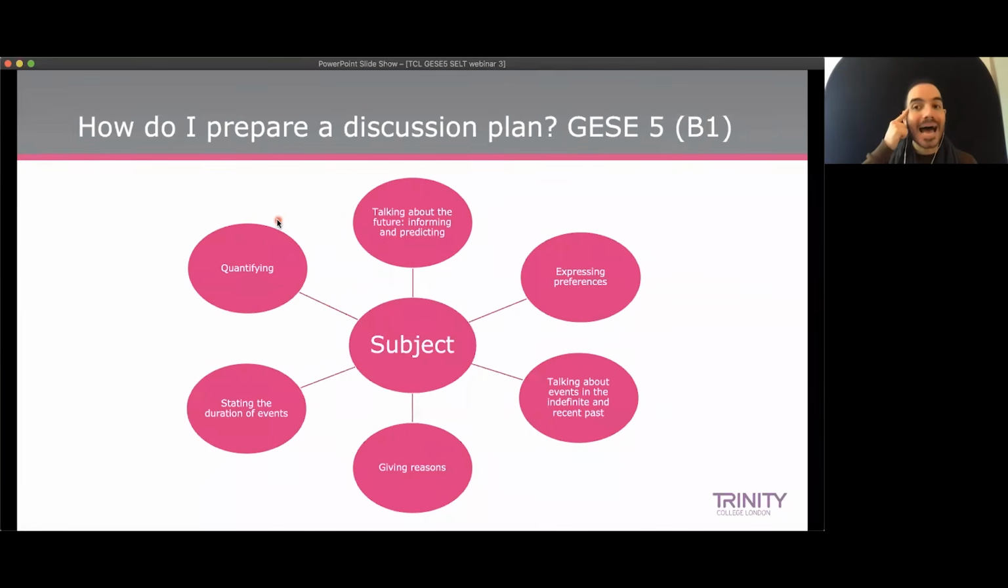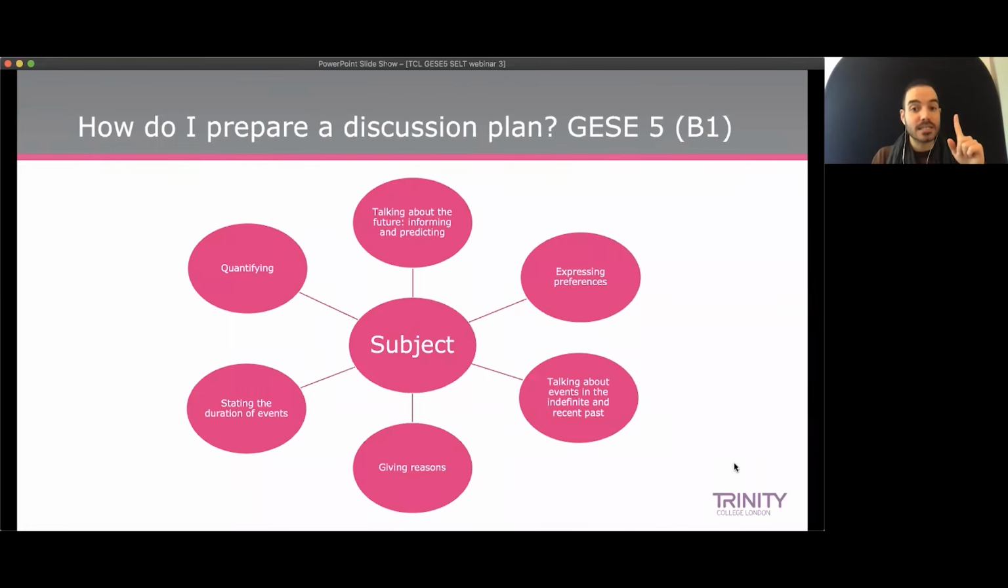So when you plan your discussion in your head, you need to keep in mind that for every subject, you need to be able to do all of these. And how can we do that? We need to guess the questions that the examiner might ask. Let's do it together.